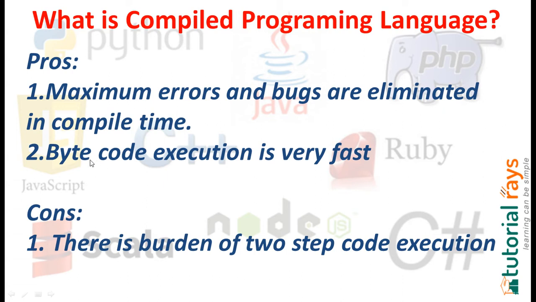The second one is bytecode execution is very fast, because the machine doesn't have to check the source code every time. Only the compiled bytecode will be executed, so it's really very fast.